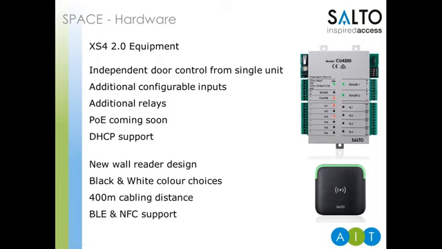We've also got the wall readers pictured there. These are now available in white and black instead of the standard grey. They offer a much slicker design, as well as the ability to be cabled up to 400 meters from the control unit instead of the previous 100 meters. They also support Bluetooth low energy to allow smartphones to be used as keys instead of traditional cards.